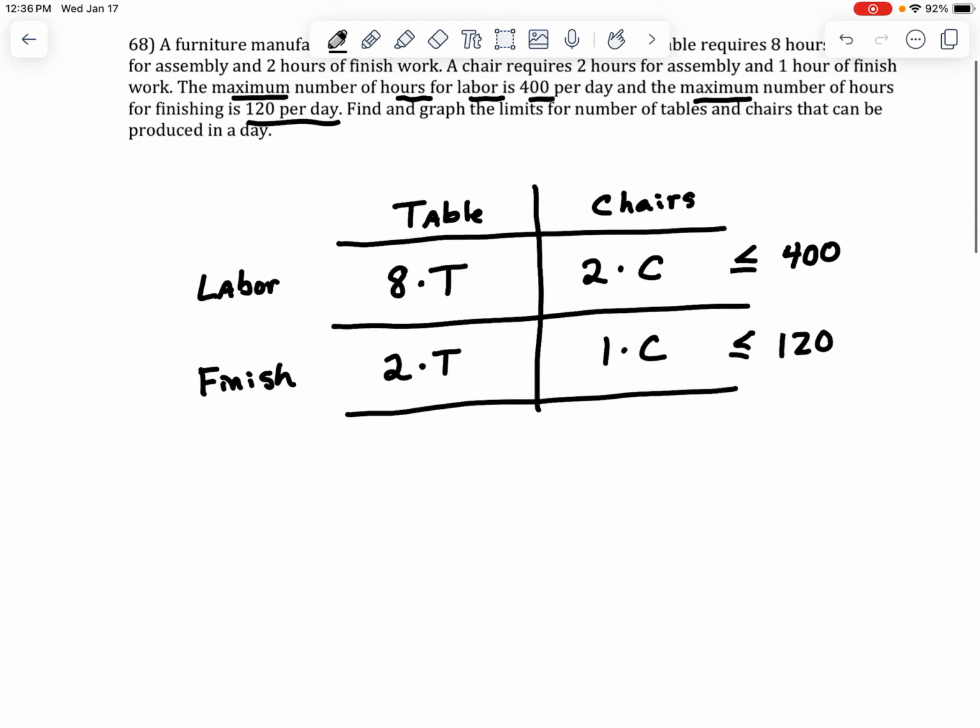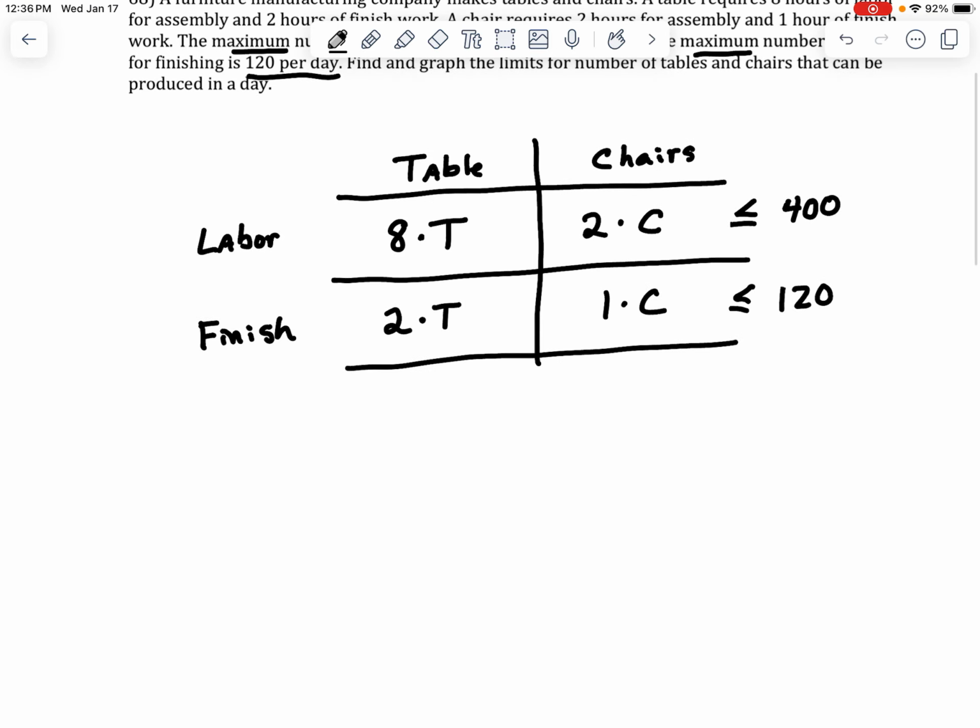So basically we have our two inequalities. One says when you take 8t plus 2c for the labor, that has to be less than or equal to 400. And then the bottom row says 2t plus 1 times c, or I guess I could just put c for that, then that has to be less than or equal to 120.